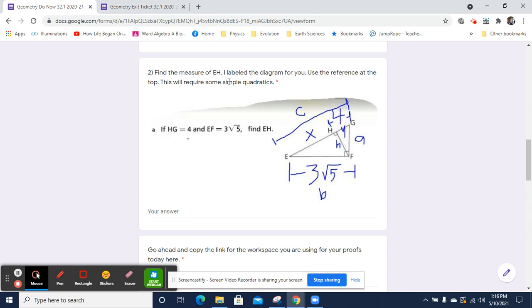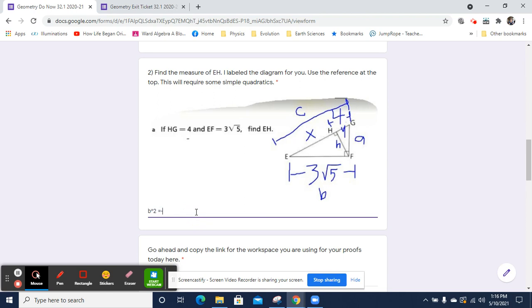So we're trying to find the measure of EH. So EH is X, so we want X. We've been given HG, which is Y. We don't know what H is, so we can't do h squared equals x times y. That won't quite work. But we are given B, and B squared is going to equal C times X. So we can work that out.